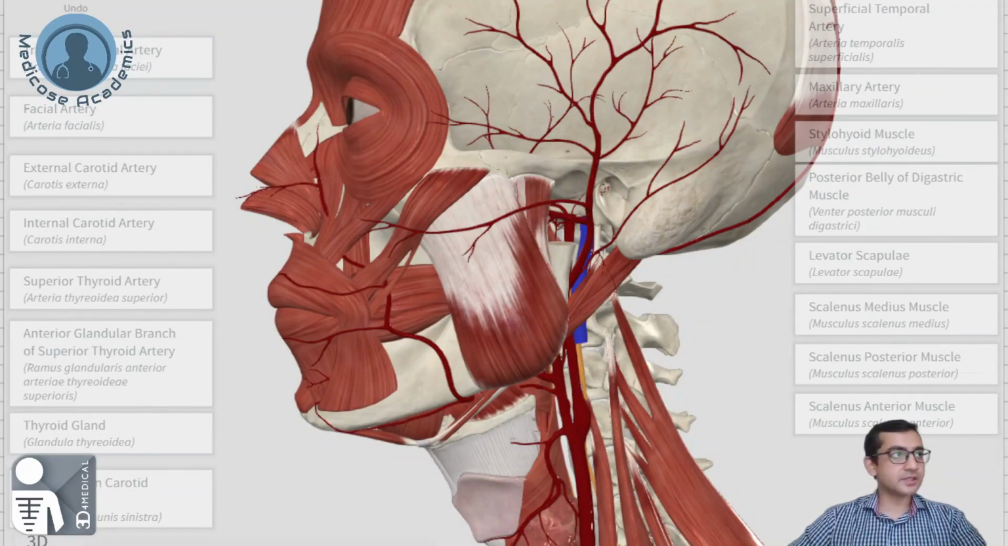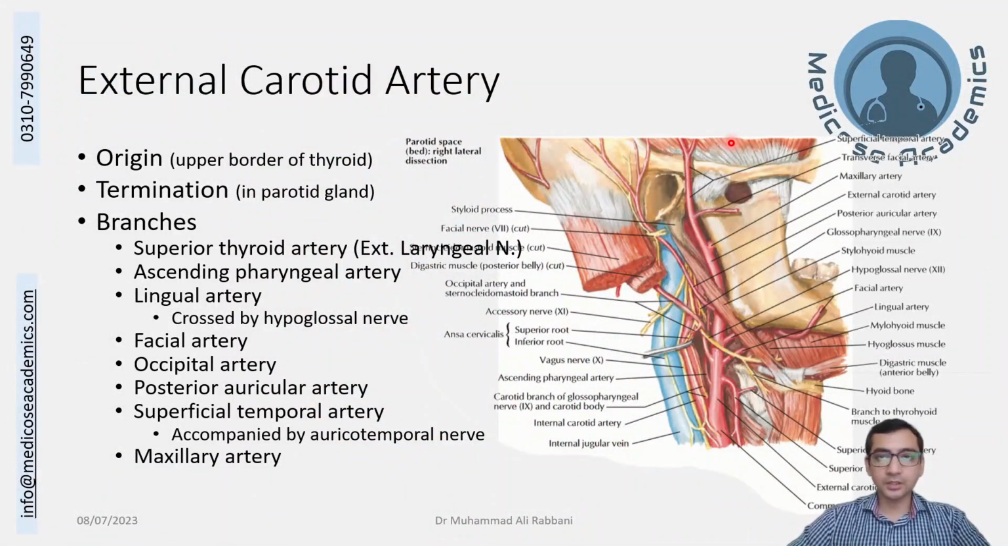Let me get you to this slide and let me set up the 3D model. Just give me a second. So you may read the slide. Okay. Just 1 second.